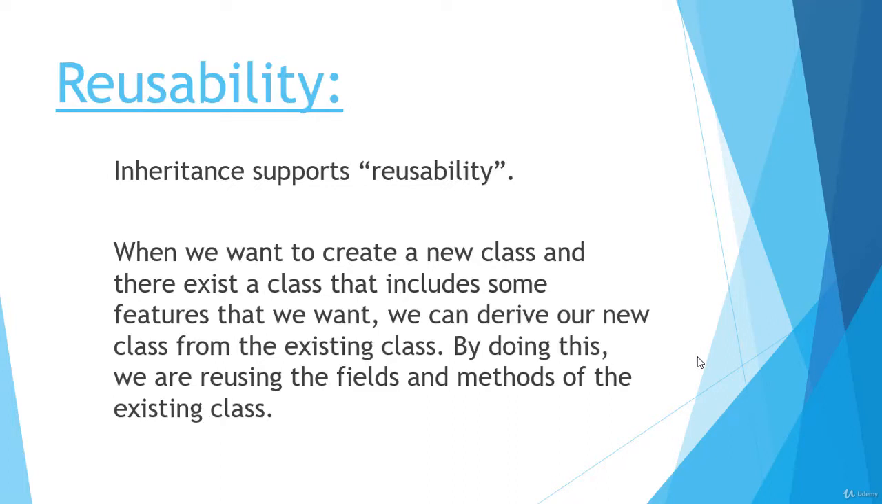When we want to create a new class and there exists a class that includes some features that we want, we can derive our new class from the existing class. By doing this, we are reusing the fields and methods of the existing class. I hope you understand what I have explained. That you are reusing your code, you don't have to write one piece of code again and again. That's definitely not a good programming approach, using the same code a couple of times. So to reduce this, we use inheritance, that we use the features of the previous class in our child class.